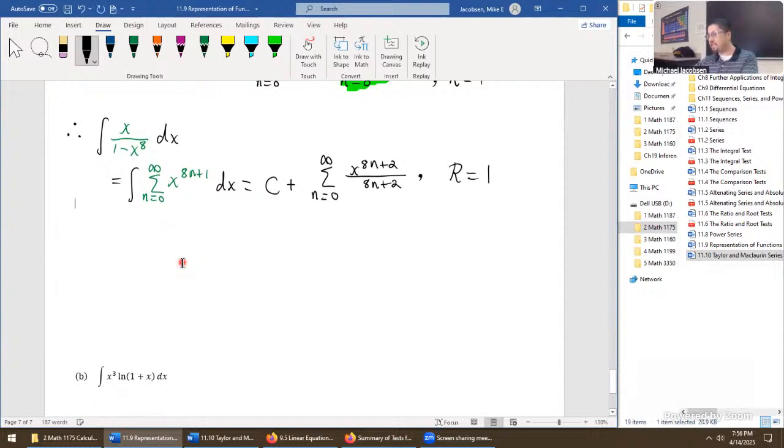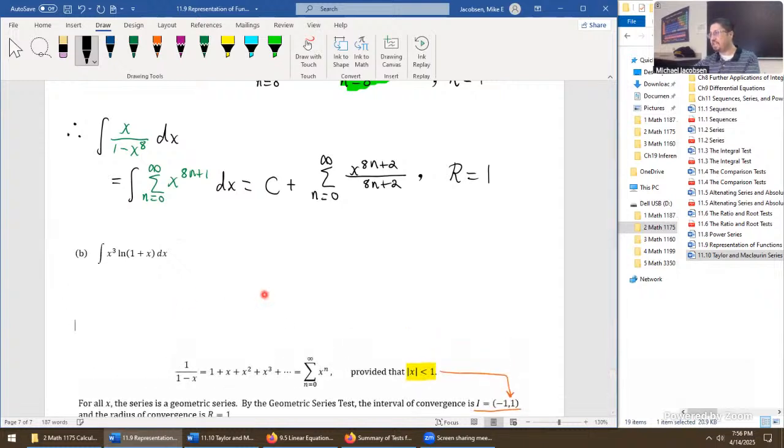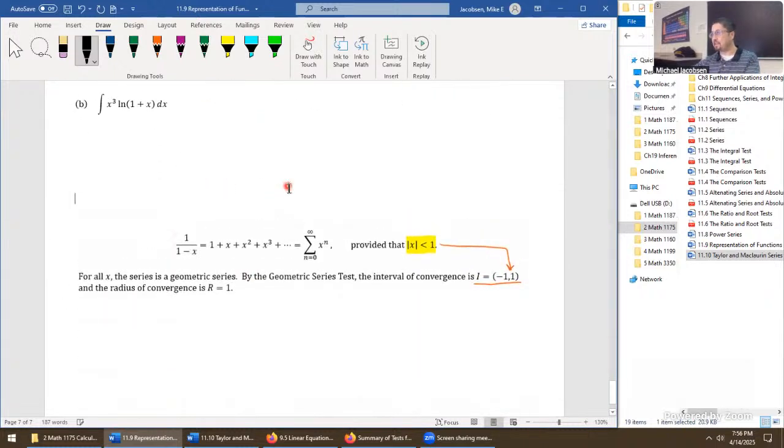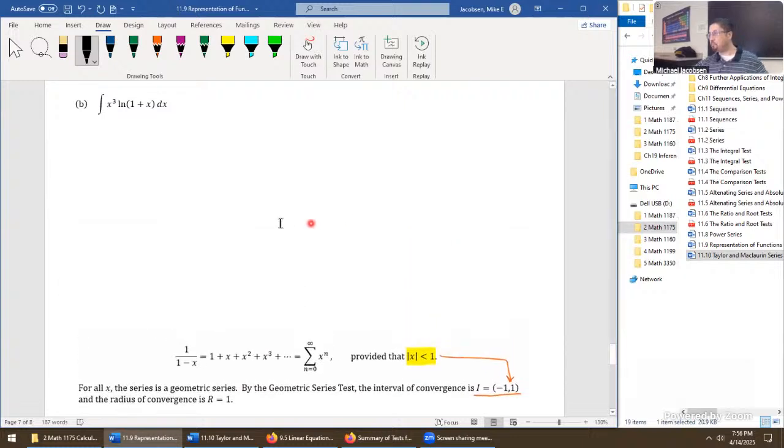Part B is x cubed natural log 1 plus x. We want to integrate that thing as well. But just like the last exercise, part B, the idea is we want a power series representation through the formula on the bottom of this page. But we're going to do it for just one factor, natural log 1 plus x. So let's start up that process. We'll get a representation for this, then we'll bring it together with the x cubed, then we'll just integrate whatever we've got.